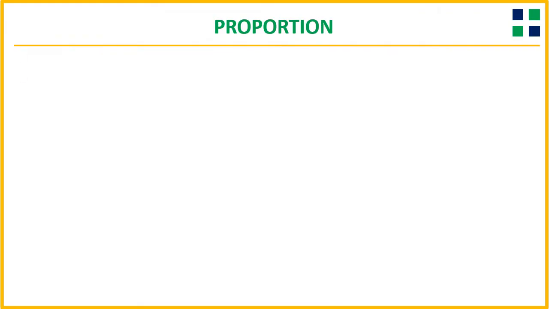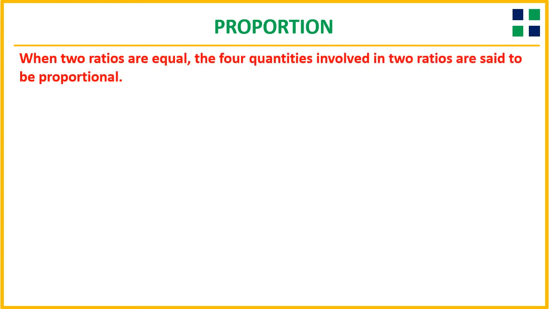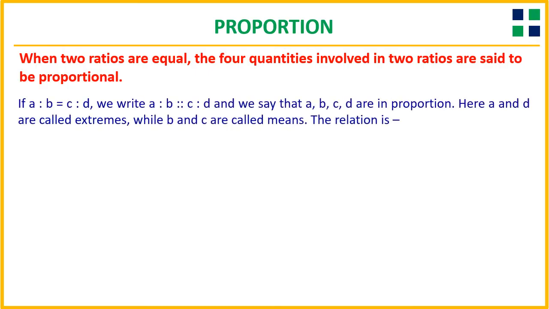What is proportion? When two ratios are equal, the four quantities involved in the two ratios are said to be proportional. Suppose A is to B equal to C is to D, then we can say that A, B, C and D are in proportion. Here A and D are called extremes while B and C are called means.